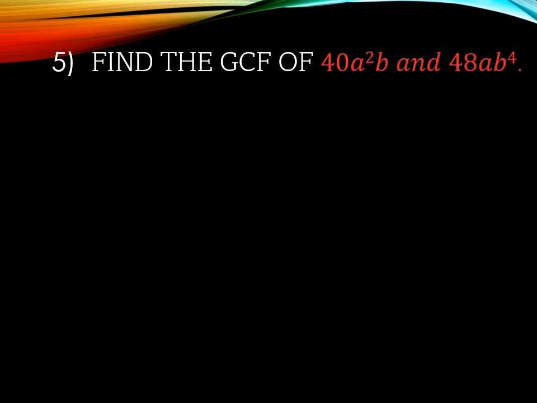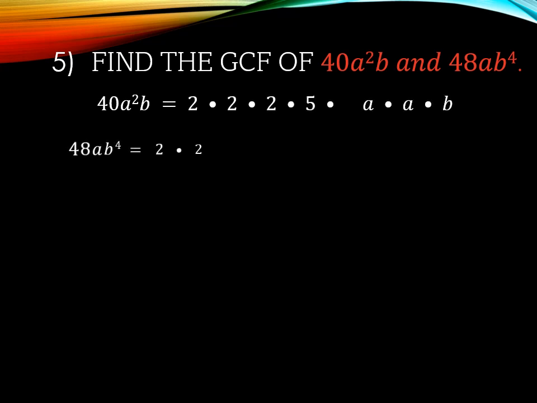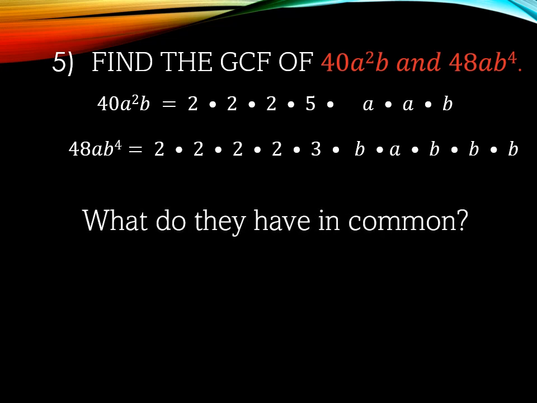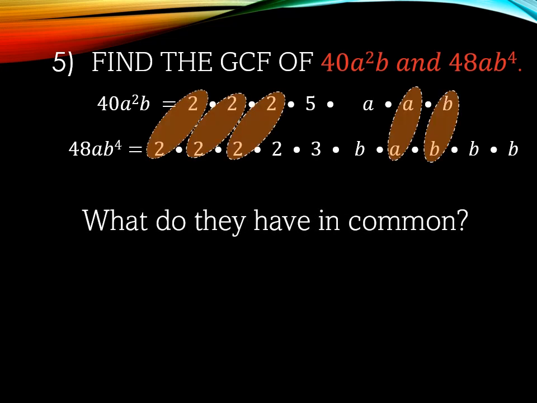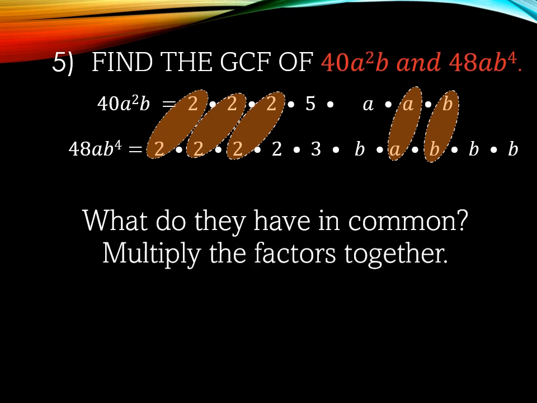Another example, we're going to write the prime factorization of 40a squared b and the prime factorization of 48a b to the power 4. Take the common factors and multiply them once. So the greatest common factor is 8ab.